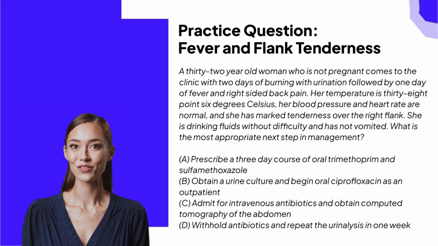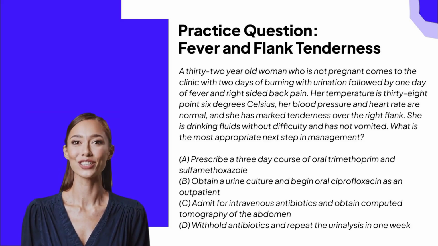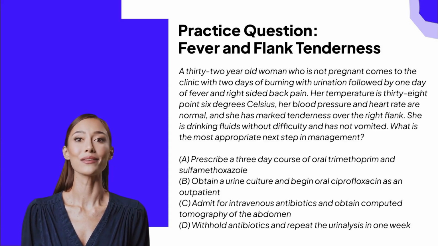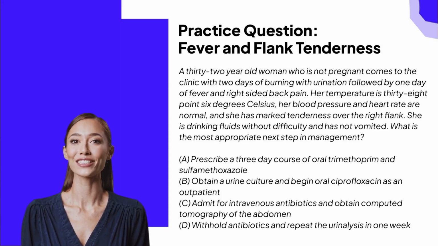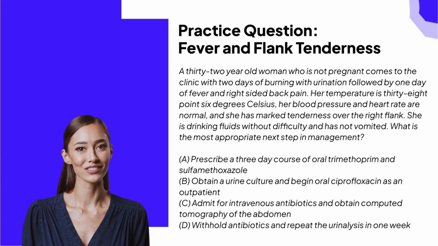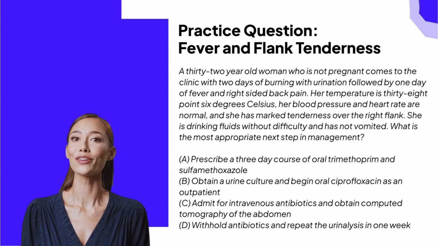Here's our second practice question, testing whether you can move the infection up the tract without overreacting. A 32-year-old woman who is not pregnant has 2 days of burning, followed by 1 day of fever and right-sided back pain. Her temperature is 38.6 degrees Celsius. Blood pressure and heart rate are normal. She has marked right flank tenderness. Importantly, she's drinking fluids without difficulty and has not vomited. What is the most appropriate next step? 2 details are doing all the work, and 1 is easy to skim past. Pick your answer and we'll reason through the options.